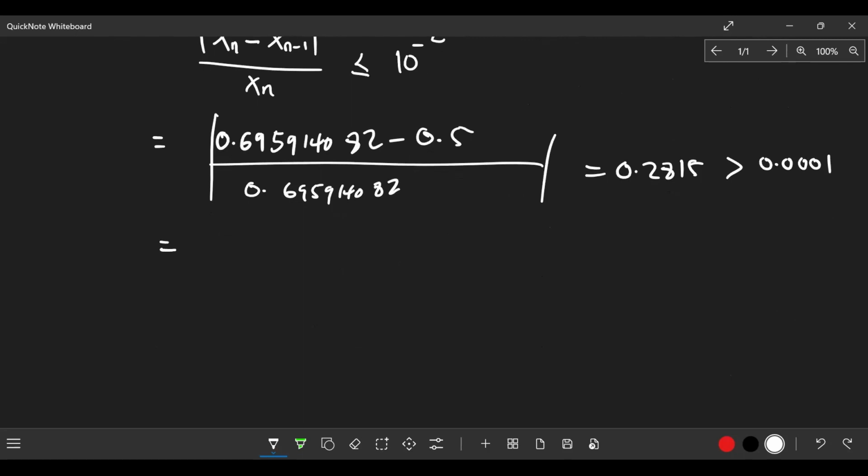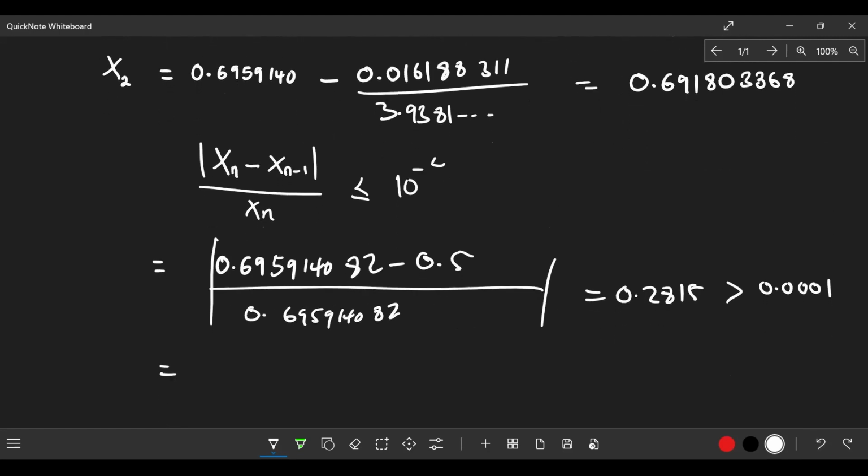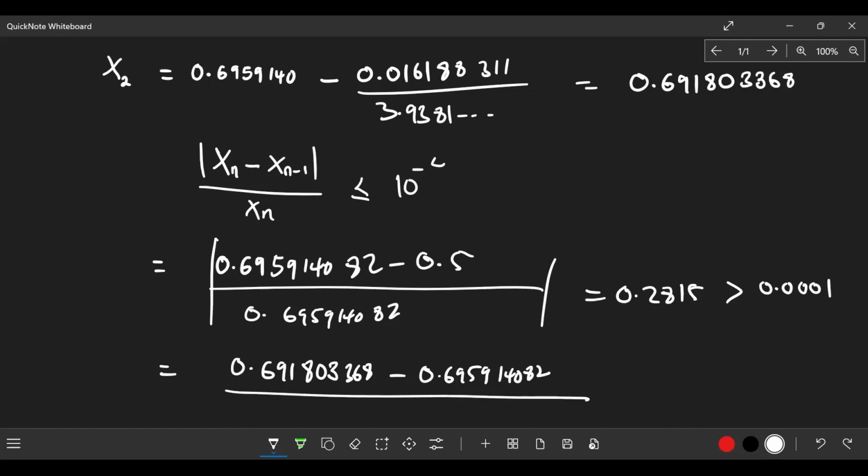So let's take the next one. Now we're using this root. Which one is our root as x2? It is this one here. So this is 0.691803368 minus the previous. This now becomes our previous, which is 0.69591482, divided by the present, of course, 0.691803368. So what are you getting?